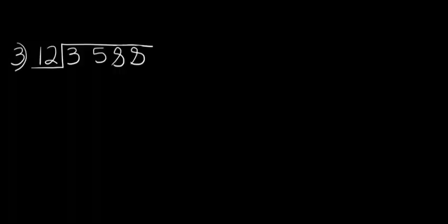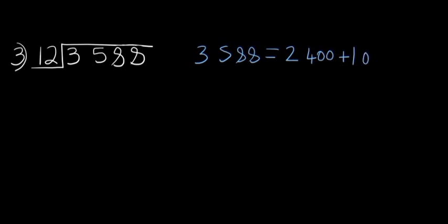Let's apply the same idea here. So first, we're going to break down 3,588 into some place values. So we're going to break it down into 2,400 plus 1,080 plus 108.